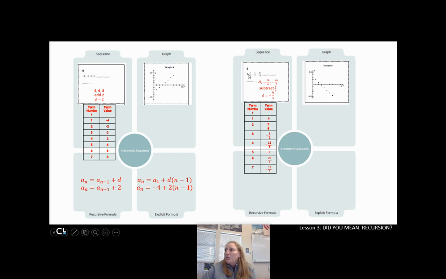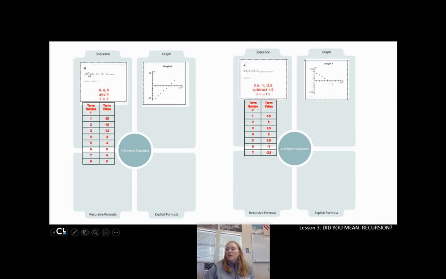So for my next sequence, I have E as my next sequence. I can see that my common difference is -9/4, so that's what I put into my recursive formula. I can see that not only is my common difference -9/4, but that my first term is 4, so those are what I put into my explicit formula.